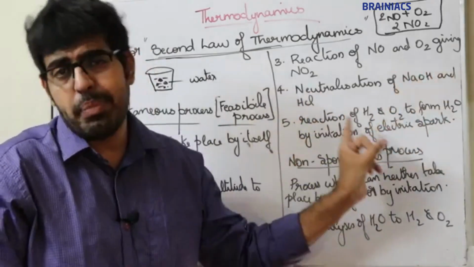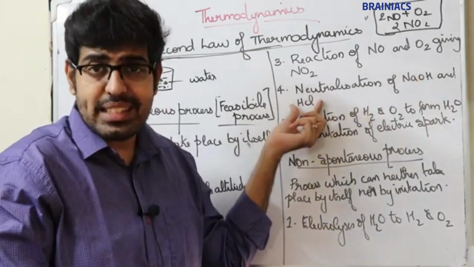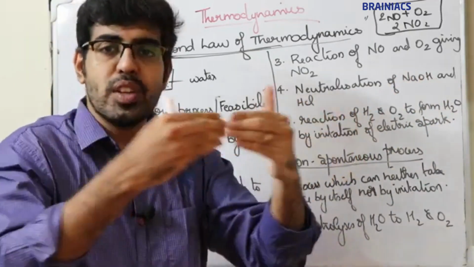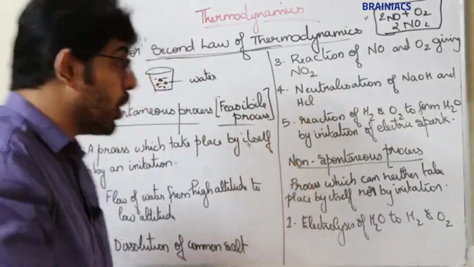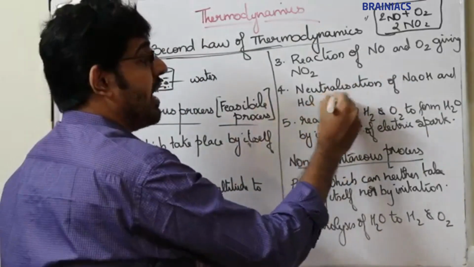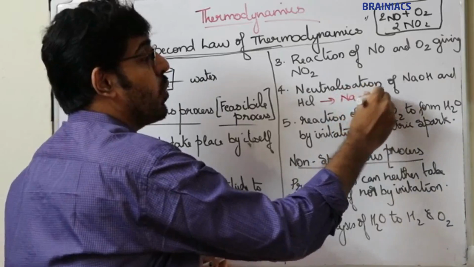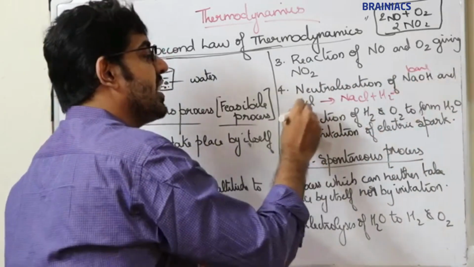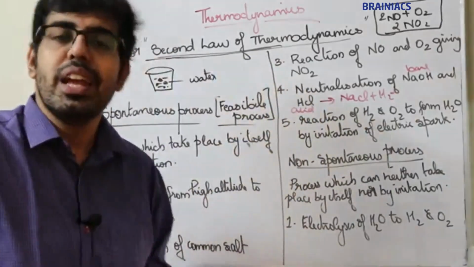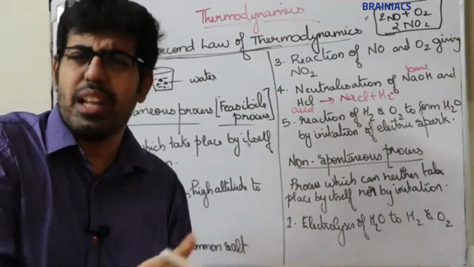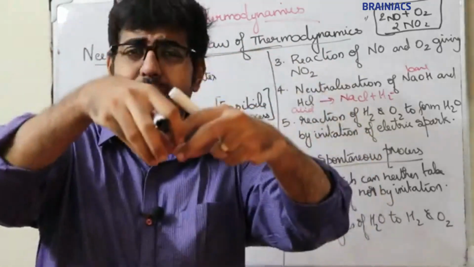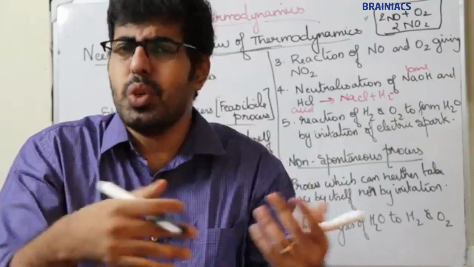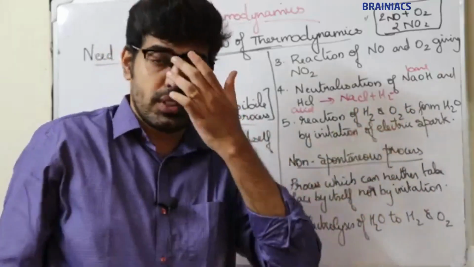Neutralization of acid and base. HCl is an acid, NaOH is a base. When NaOH and HCl react, they produce NaCl and H2O. So the neutralization reaction of base and acid is an example of a spontaneous process. When we mix acid and base, they react by themselves, so it is a spontaneous process.